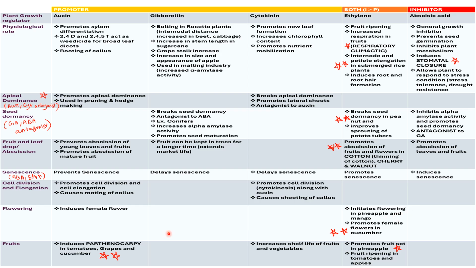Okay, let's come to fruits. Parthenocarpy is induced by auxin, for example in grapes and cucumber. And fruit set in pineapple is because of ethylene, and fruit ripening in tomatoes and apples is also because of ethylene. So with this we completed the plant growth regulators.